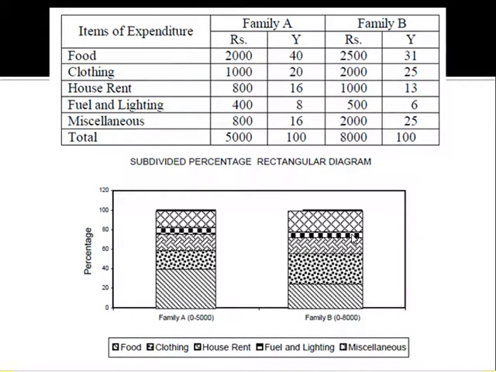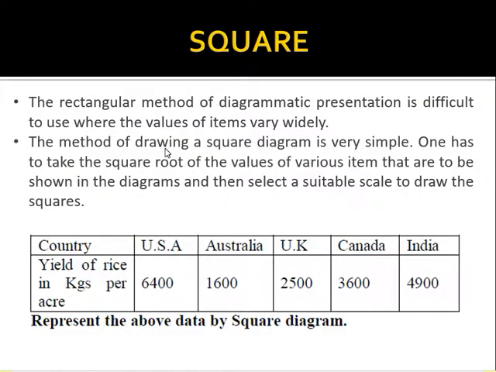Then the next two-dimensional diagram is a square. The rectangular method of diagrammatic representation is difficult to use where the values of the items vary widely. The method of drawing a square diagram is comparatively simple. For that we have to take the square root of the values of the various items that are to be shown in the diagram and then select a suitable scale to draw the squares. So this is comparatively easier than a rectangle.